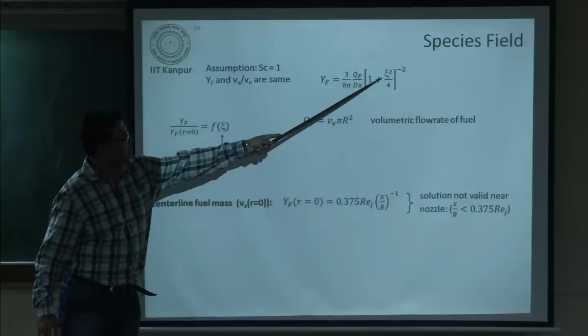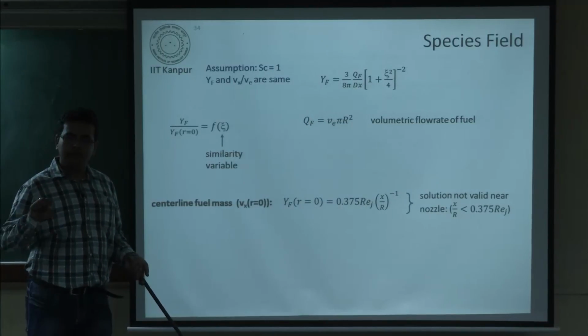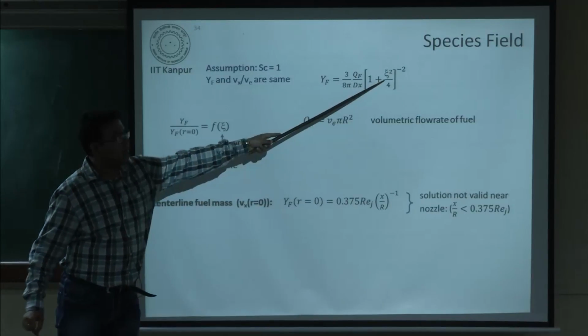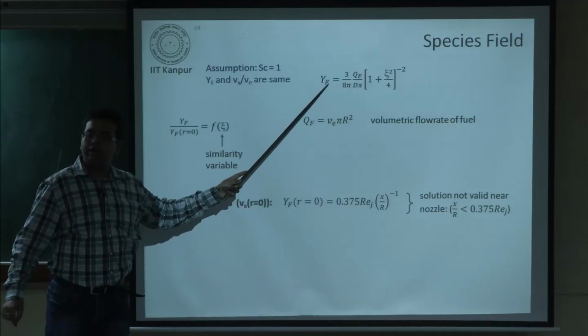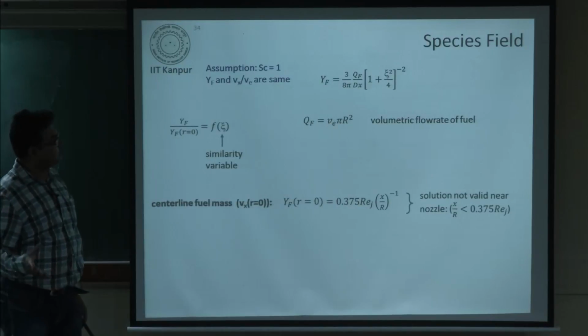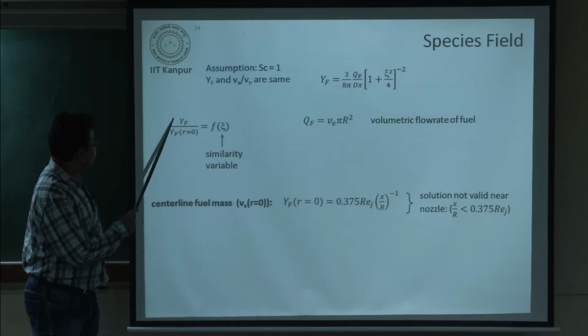This similarity variable contains the information for both r and x. If you know r and x at any location in your domain, you can calculate this value zeta, and then you can recover the yf at that point. Okay. So, this is the analytical solution that we are talking about now.